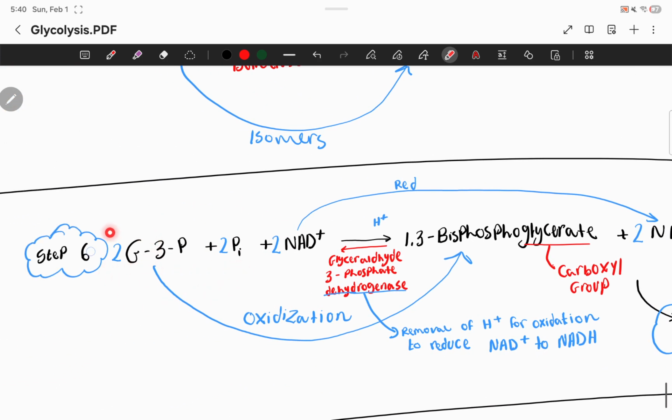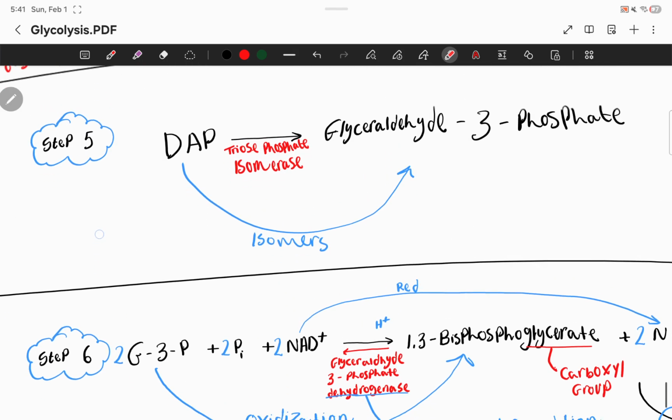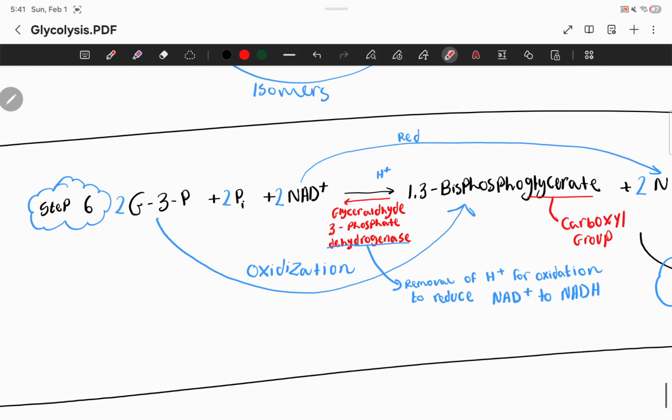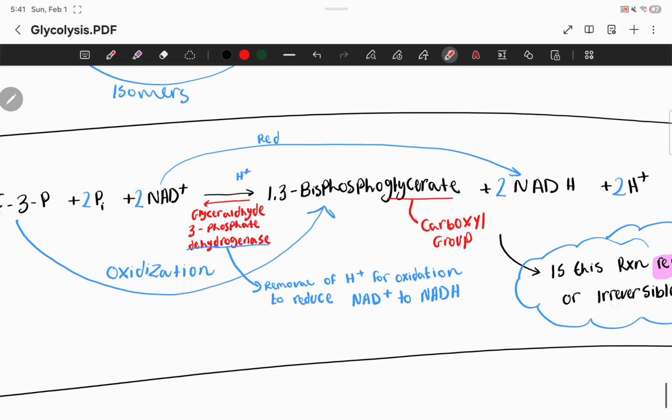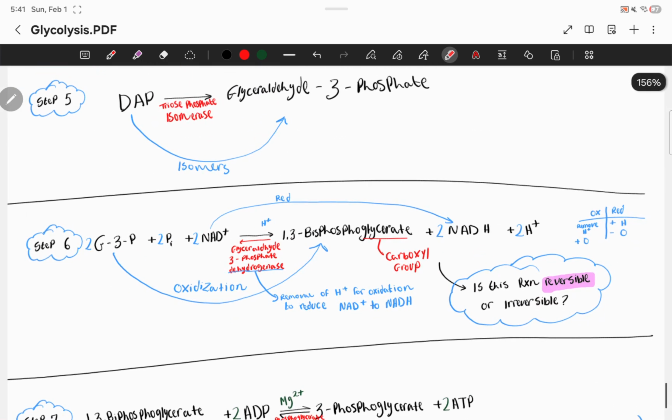So because we have the glyceraldehyde 3-phosphate, we have 2 molecules of them. Remember from step 4 and 5, that means we have in total 2 molecules. That means we will have 2 inorganic phosphate, 2 NADH, and 2 ions of hydrogen, okay? That's where we see all the 2's in the reaction.